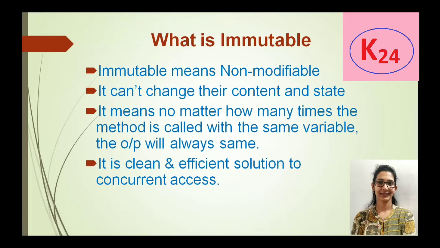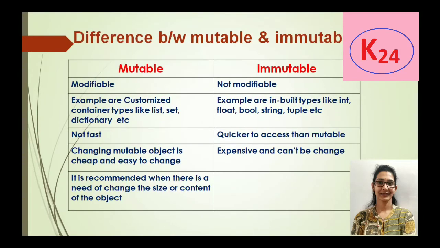Now, let's see the difference between mutable and immutable in tabular format. The first one is: mutable means modifiable, whereas immutable means non-modifiable. Then mutable examples are all the customized containers like list, set, dictionary, whereas immutables are all primitive data types: integer, float, boolean, string, tuples, etc.